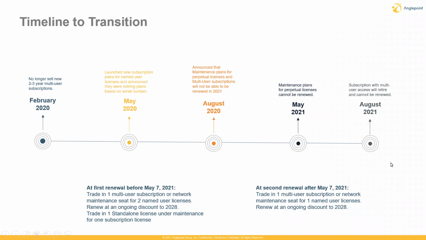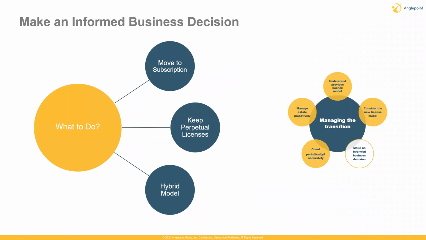So then if we move to making an informed business decision. Now we know what it was before, what the transition is, and what the timeline we are working towards. Now we've got to figure out how to make an informed business decision about what to do with all of that information.